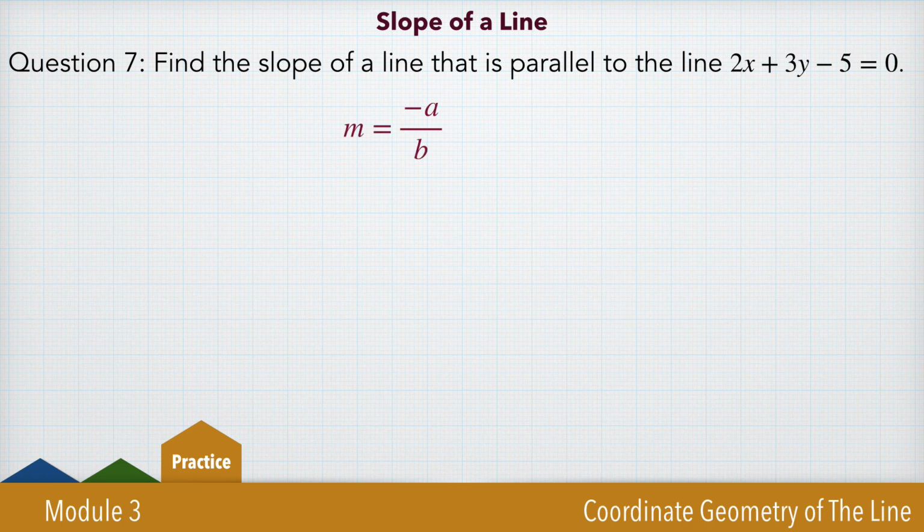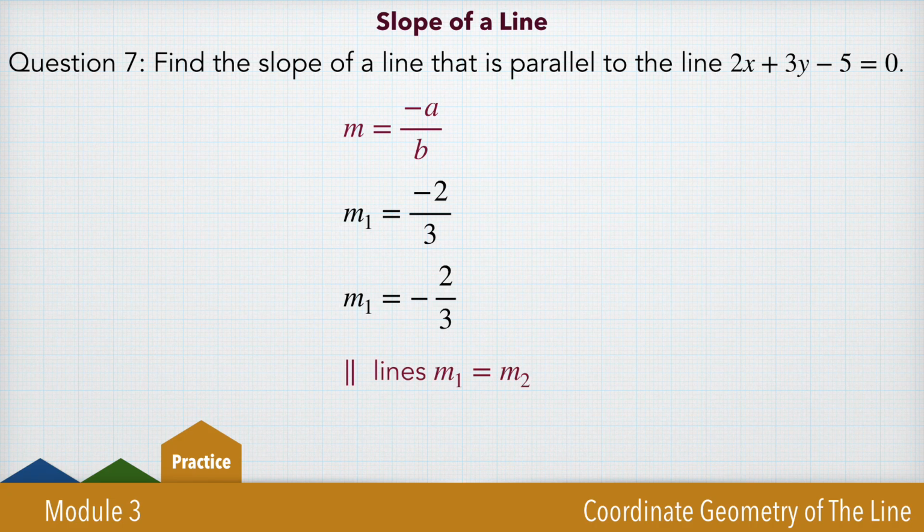Substituting the coefficient of x and the coefficient of y, we get a result of minus 2/3. To simplify, we take the negative sign outside of the fraction. We know that parallel lines have the same slope, so the slope of our line is minus 2/3 also.